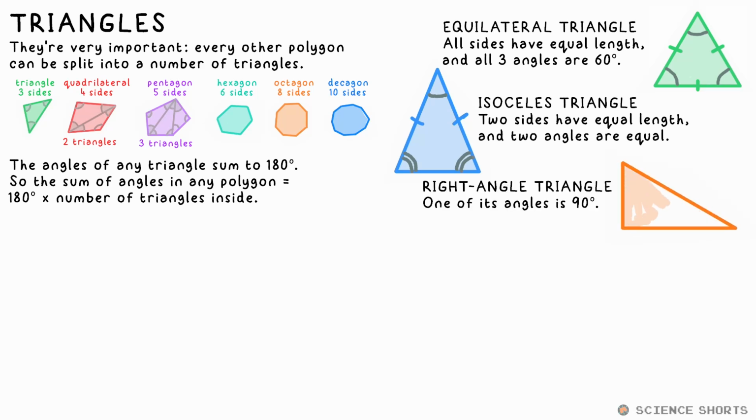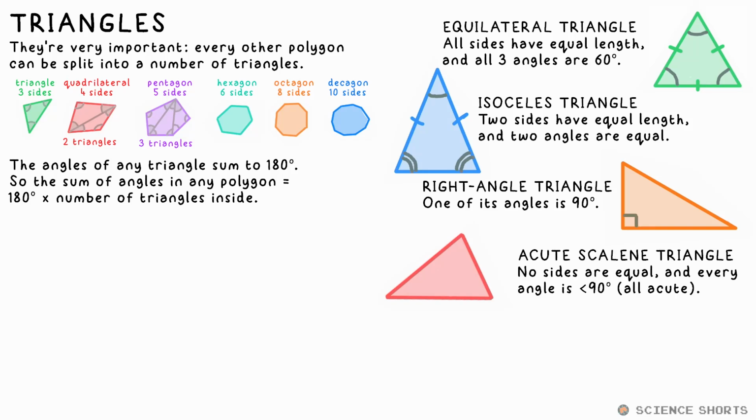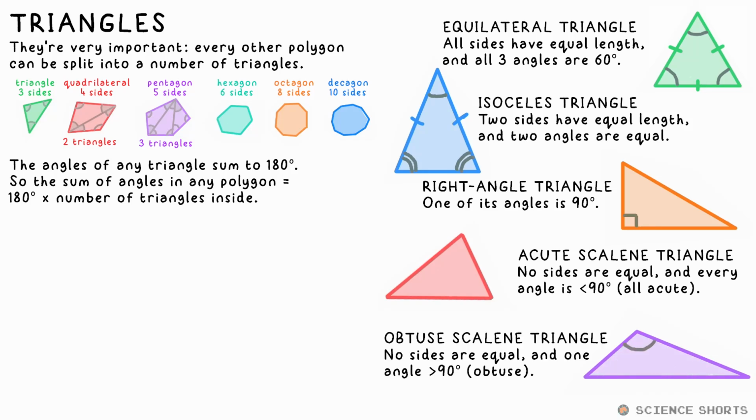A right angle triangle has, you guessed it, a right angle in. More on what we can do with these in a bit. Any other triangle that isn't one of these special ones is called a scalene triangle. If all 3 of the angles are less than 90 degrees, we call it an acute angle triangle. If it's got one angle that's greater than 90 degrees, it's an obtuse angle triangle instead.